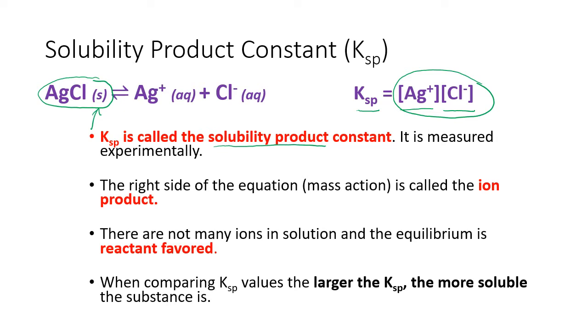There will not be very many ions in solution because these salts are only slightly soluble, so the equilibrium for them will lie far to the left. It'll lie mostly to the side of the solid. When comparing the KSP values, the larger the magnitude of the KSP, the more soluble that salt is. We have a chart of KSP values online that you can look at, and it gives you them for a variety of different slightly soluble salts. You're going to want to keep that chart out by you while you're doing problems in this chapter.